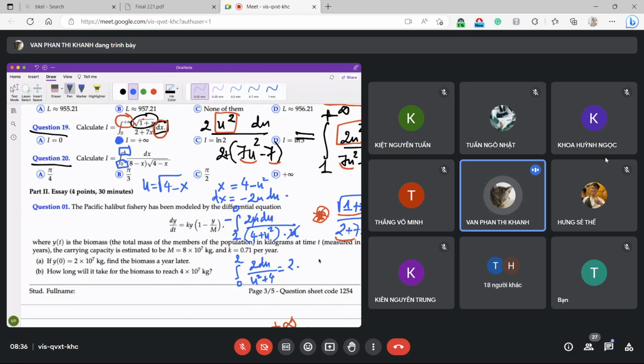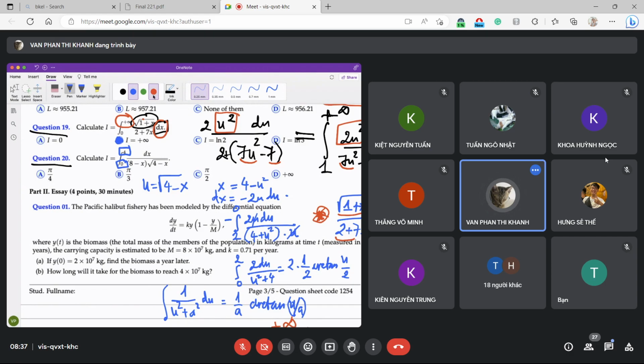So class, what is it? The integral of 1 over u squared plus a squared. What is it? 1 over a times what? Arctangent. Remember? So it's 1/2 arctangent of u over 2.